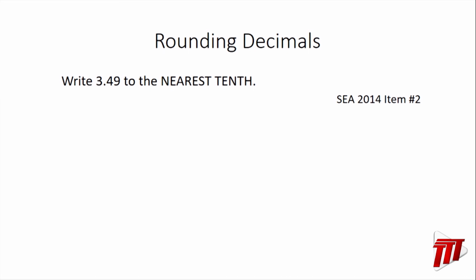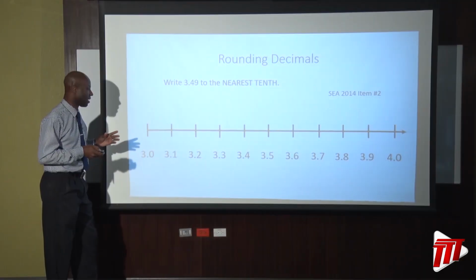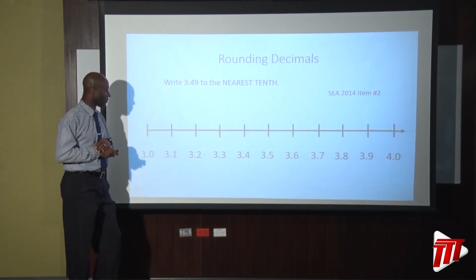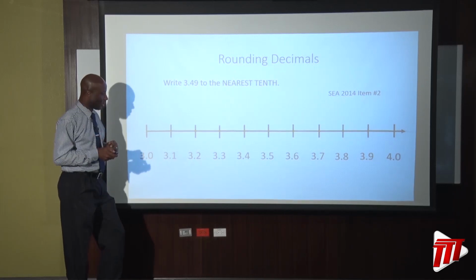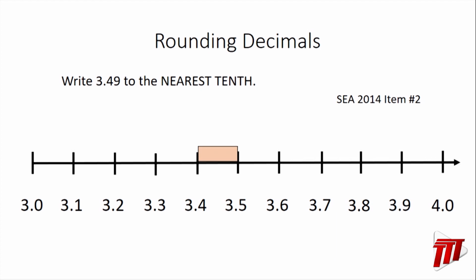And this particular example is an actual S.E.A. item taken from the year 2014. Write 3 and 49 hundredths to the nearest tenth. We have our number line. We have to decide where on our number line we are going to find 3 and 49 hundredths. 3 and 49 hundredths is going to be located between 3 and 4/10 and 3 and 5/10.